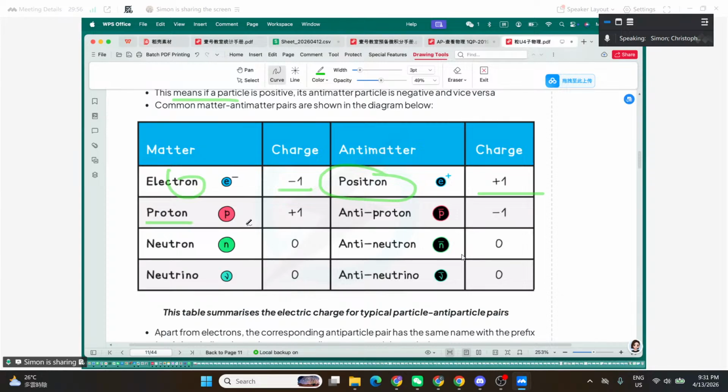And how about the proton? The proton's charge is positive one, and the corresponding antimatter has the negative charge, right? The neutron is zero, so the charge is unchanged, but here this one has a bar. And how about the neutrino? The neutrino is zero, and the anti-neutrino has a bar on top of the symbol, and the charge is zero. Okay, understand now?